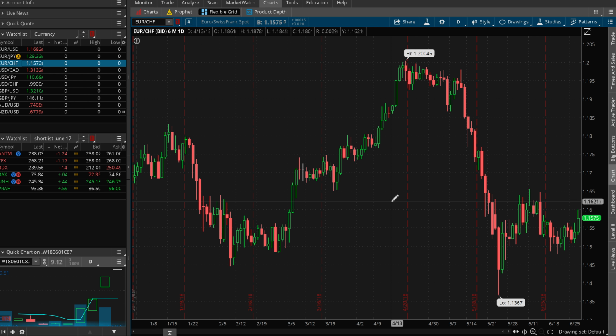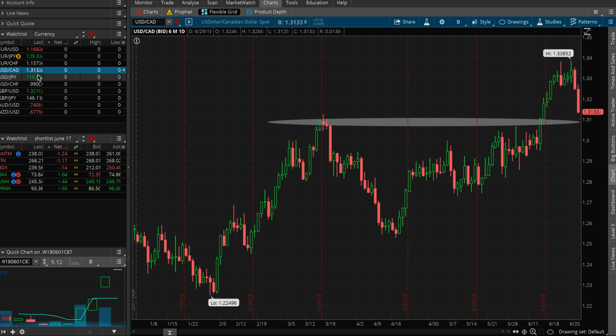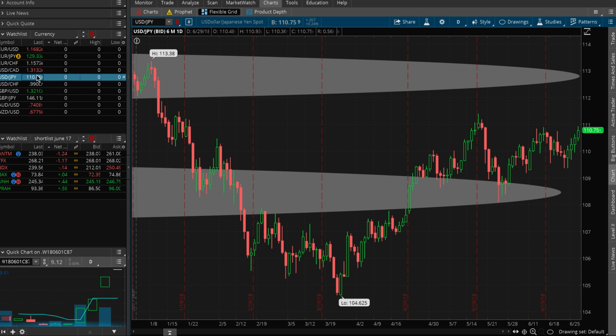Euro Swiss is all in this congestion zone. So you really don't want to be looking at stuff which is in the congestion zones. You want to see something which is coming out of congestion zones, right? So this one has potential, right? I mean, this is right.